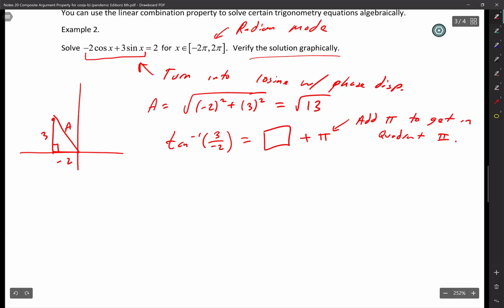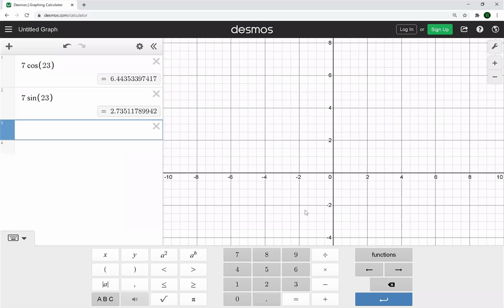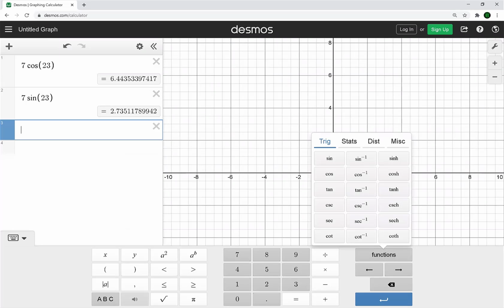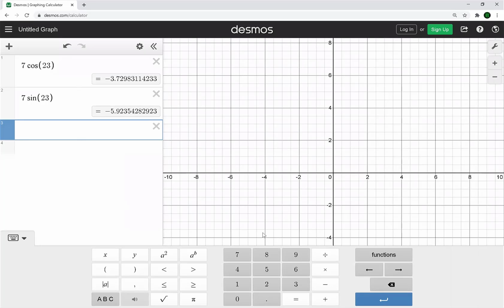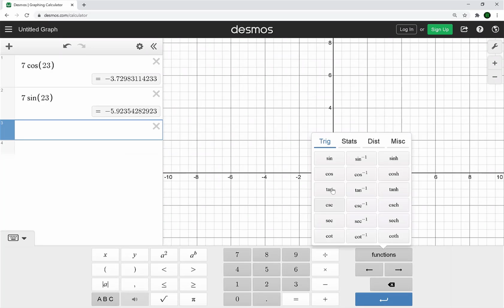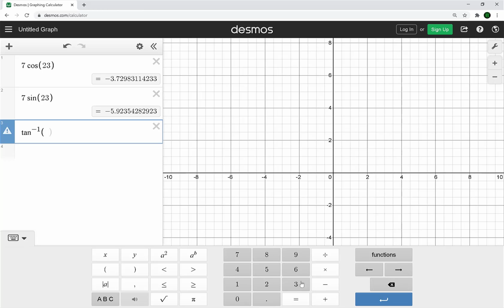So let me go to Desmos. 3 over -2. First I've got to turn it into radians. All right, and then I'm going to go arctan. Don't worry, guys, we're almost done. Arctan of 3 divided by -2. I hope I wrote it correctly. And there it is. And I'm going to add pi to that.